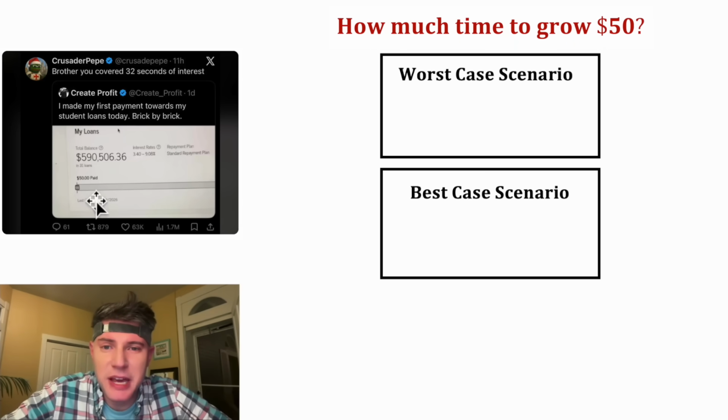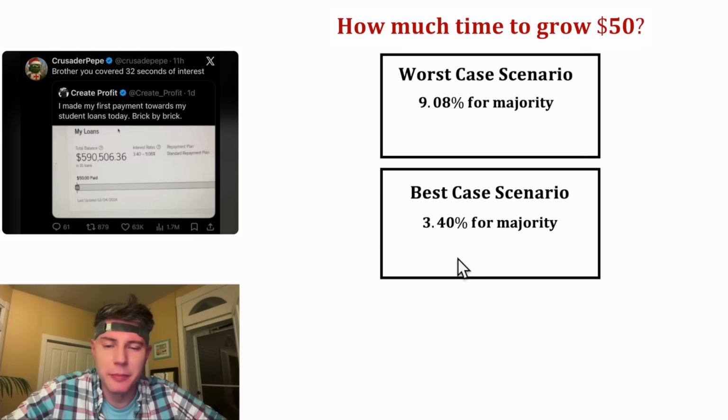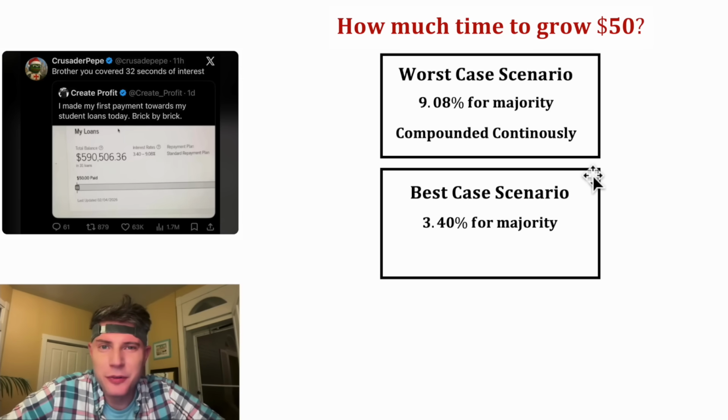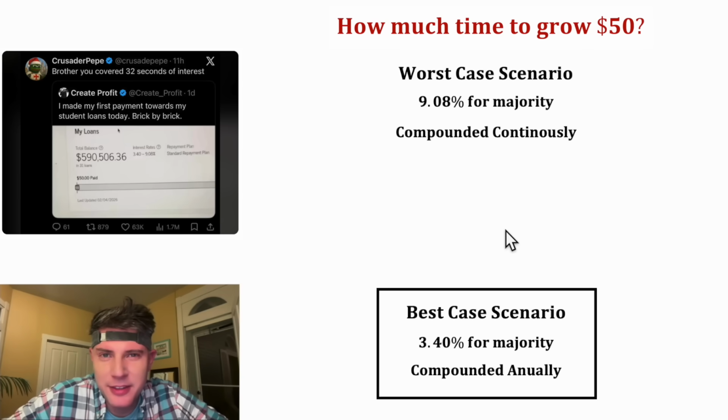It says here this is made up of 31 loans where the interest rates range from 3.4% to 9.08%. In the worst case scenario, the majority of the money is going to be the 9.08% loans. And in the best case scenario, the majority of the money is going to be in the 3.40% loans. And then to make this even worse, let's compound continuously. And then for the best case scenario, let's compound annually. So now we can do the math, the Andy math.